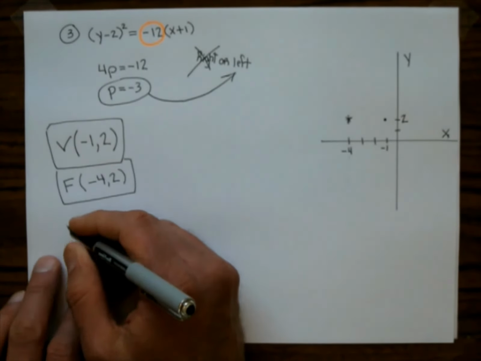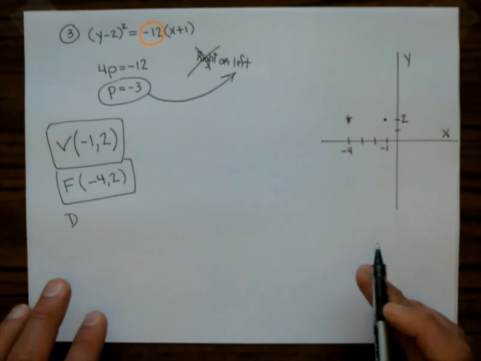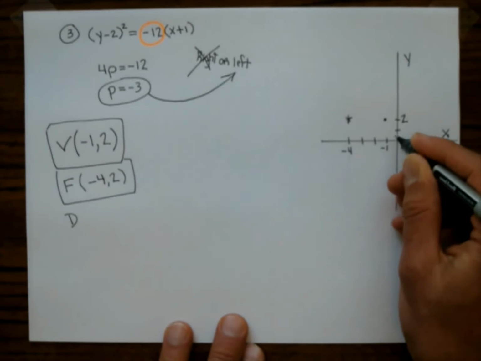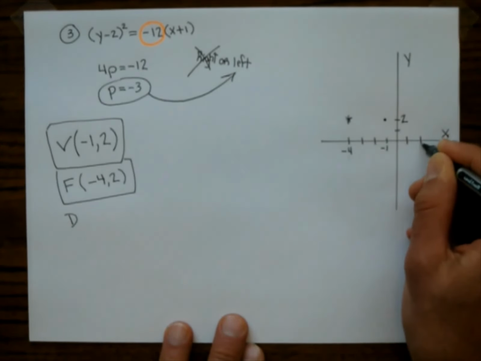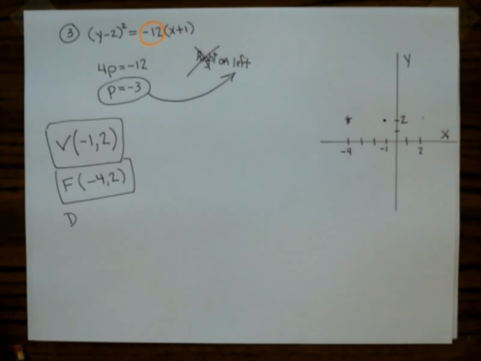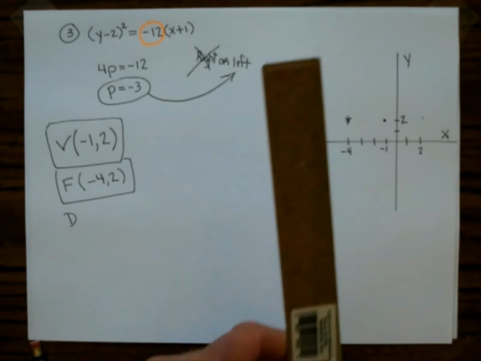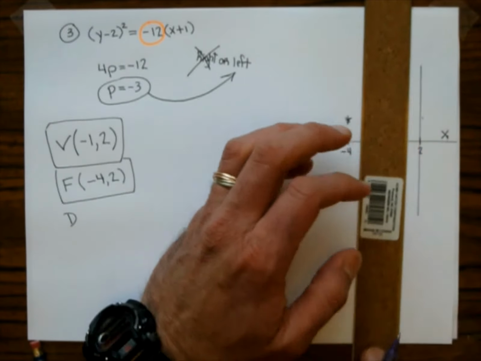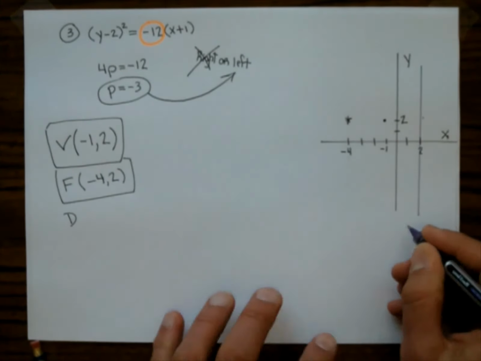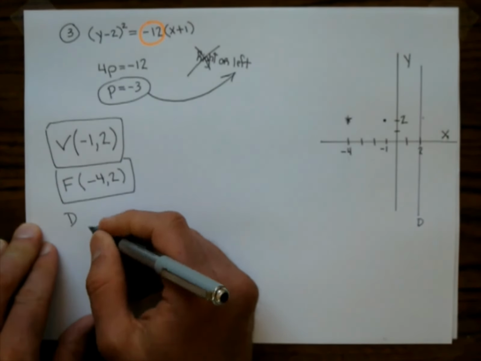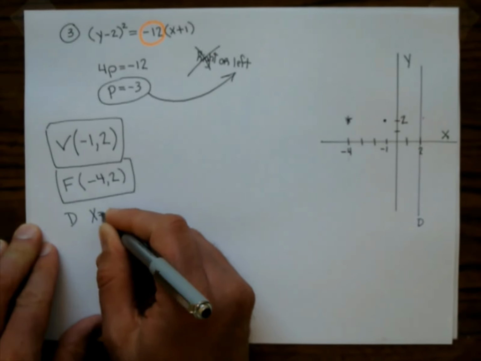Okay, the directrix is going to be the line on the other side. So when we went 3 to the left to find the focus, now we're going to go 3 to the right to find the directrix. 1, 2, 3, which brings me right here. And now the kind of line I'm going to make is a vertical line. This is the directrix, and the directrix actually has the equation not y equals, but it's going to be x equals 2.